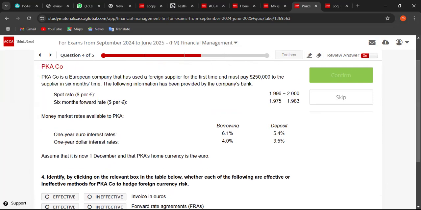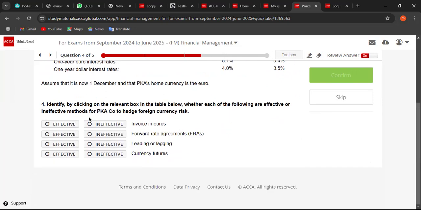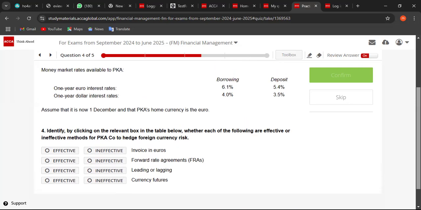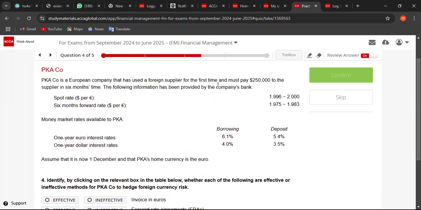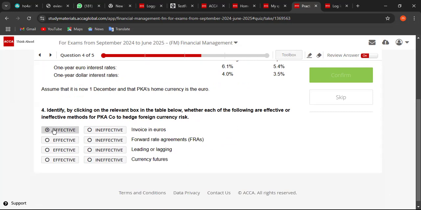Okay. So first of all, we are saying invoice in euros. What is happening in the given scenario? The company has to pay $250. But now the company is saying instead of paying in dollars, I am going to invoice in euros. Definitely, you are applying a hedging technique. You are removing your transaction risk because you are paying in your local currency. So that is an effective method.